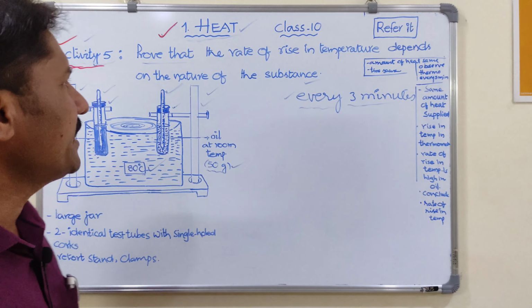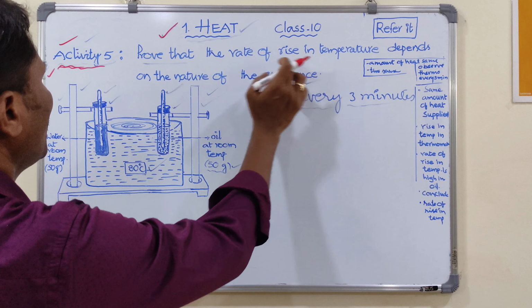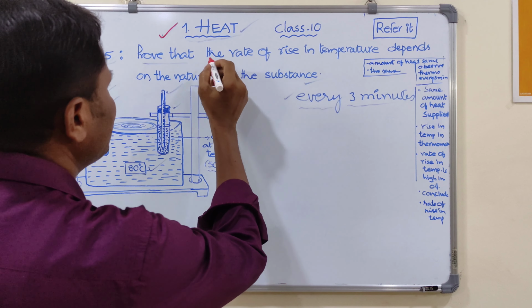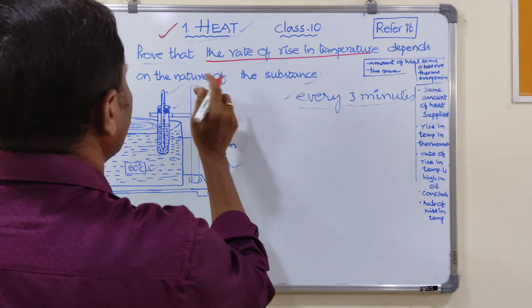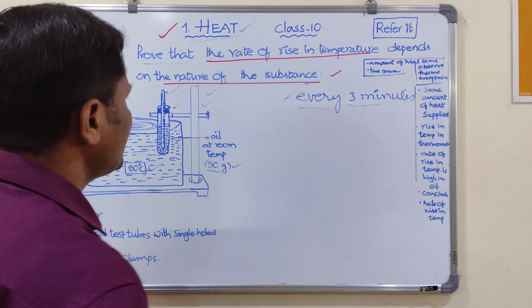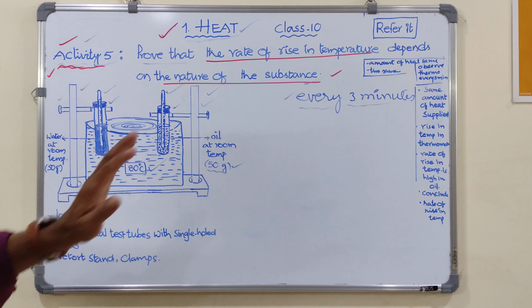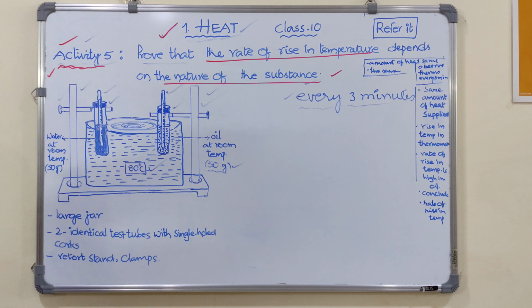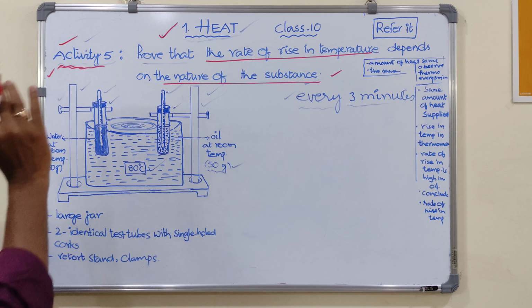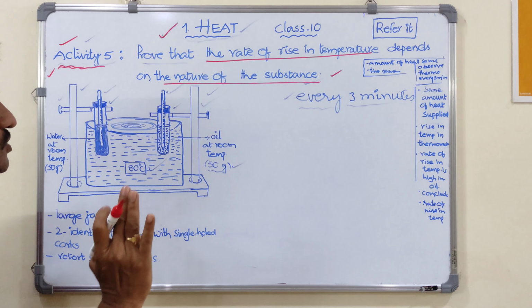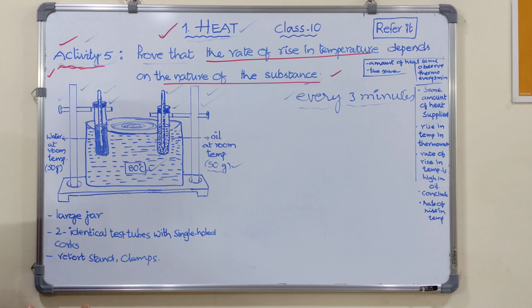So, what is the question? The question will be like this. Prove that the rate of rise in temperature depends on the nature of the substance. This is the question that can be asked from this activity 5. For writing this activity, first we have to write the apparatus or the material needed for this activity.